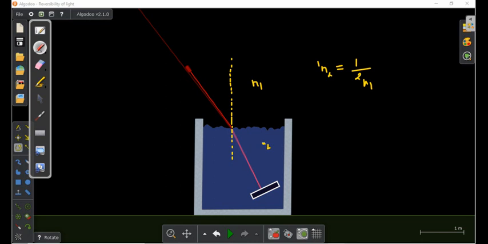Understand? Hope you have enjoyed this small demonstration as well as the theory on reversibility of light.